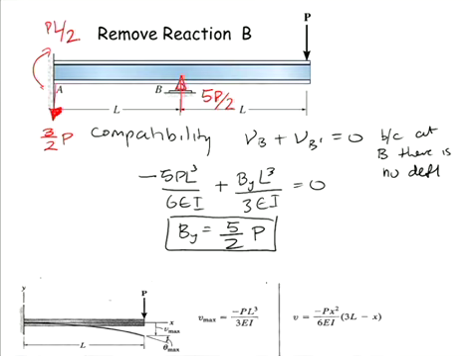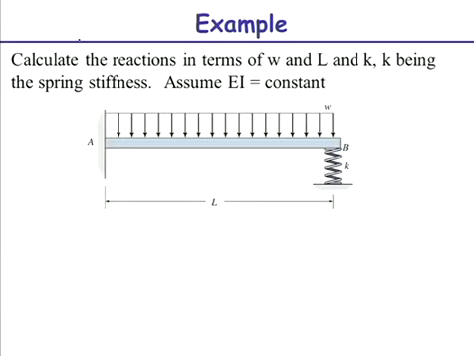Okay, let's move on to something a little bit more complicated. Every example I give you gets a bit more complicated. I've got a spring on the end now. Damn, so the deflection there isn't 0, is it? Damn, damn, damn.